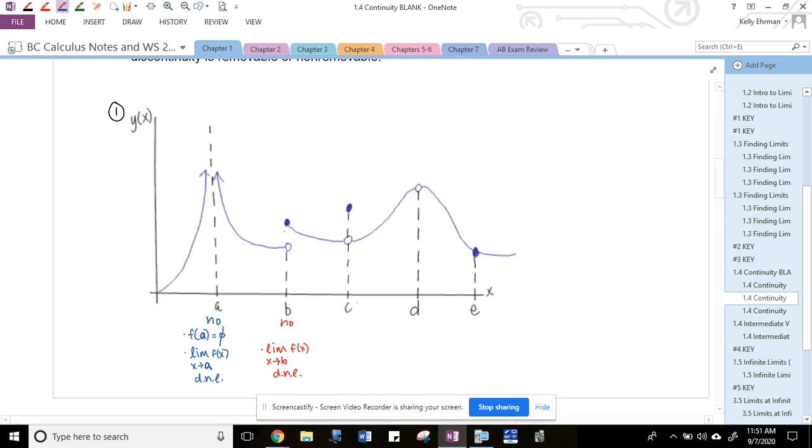For part C, is this continuous at C? Well, we have a hole in the graph. Even though f of c is defined, that's not continuous. We're breaking rule number 3. So again, no, not continuous. Why not? Well, f of c exists, so definition 1 is met. The limit exists. It's this value here, whatever this comes out to. But the third issue, f of c is not equal to the limit as x approaches c of f of x.